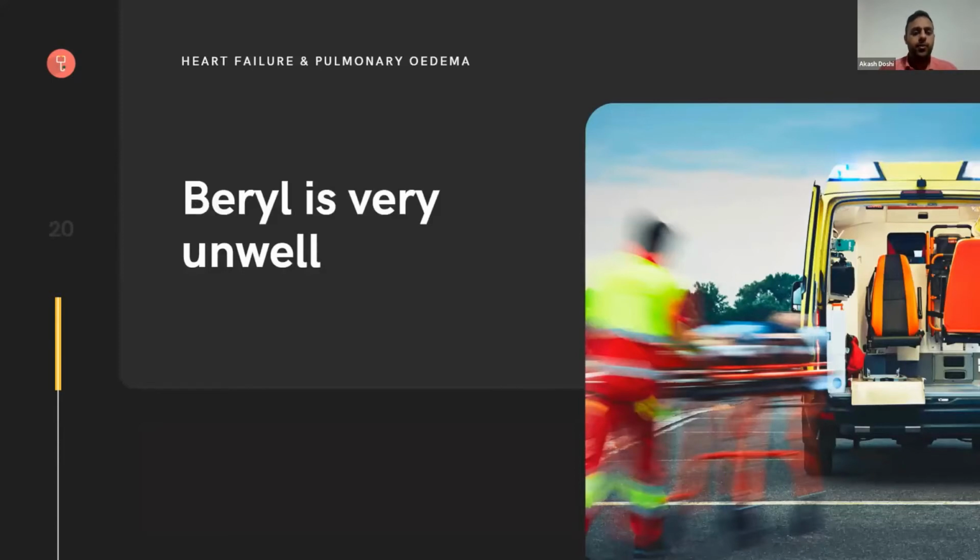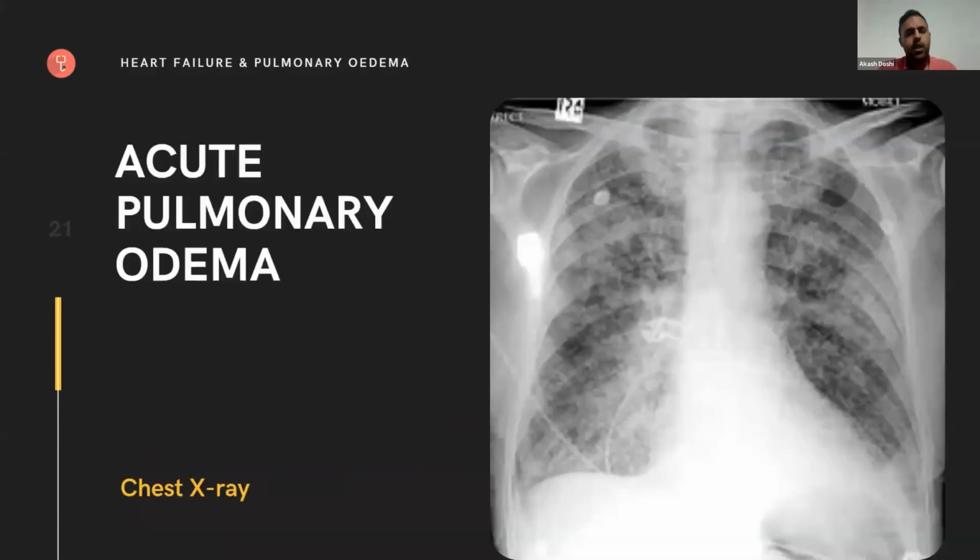But unfortunately, with heart failure, there is a chance that at some point you will get very unwell and you will need to come into hospital. And Beryl may reach a situation where she can't cope. And she may develop acute pulmonary edema. And so here we've got a chest X-ray which shows acute pulmonary edema.